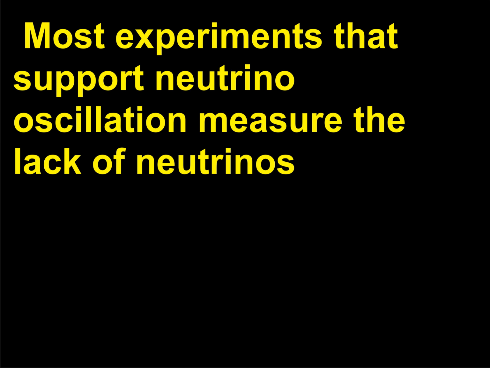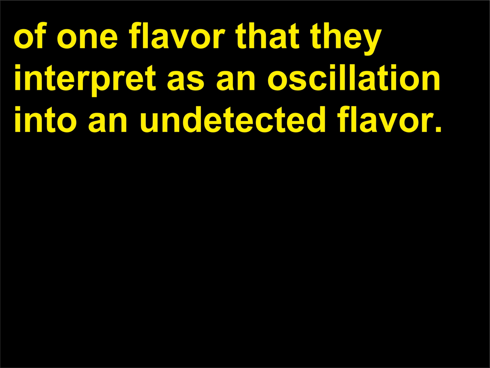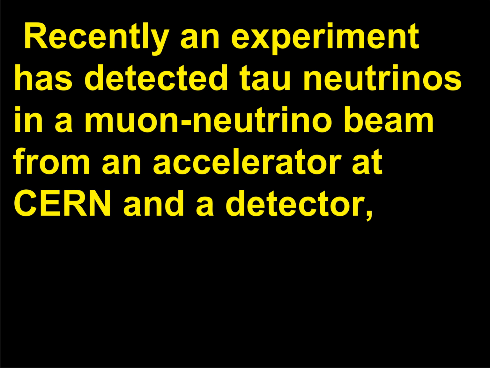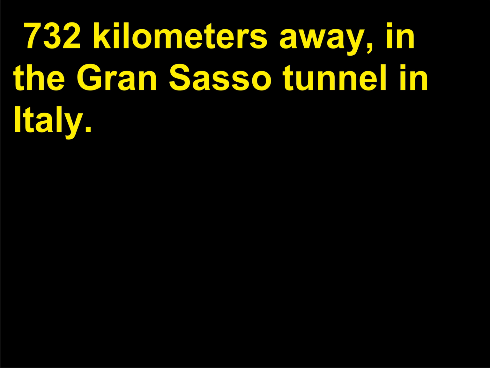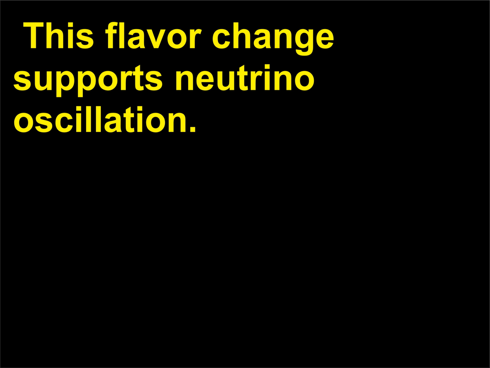Most experiments that support neutrino oscillation measure the lack of neutrinos of one flavor that they interpret as an oscillation into an undetected flavor. Recently an experiment has detected tau neutrinos in a muon neutrino beam from an accelerator at CERN and a detector 732 kilometers away, in the Gran Sasso tunnel in Italy. This flavor change supports neutrino oscillation.